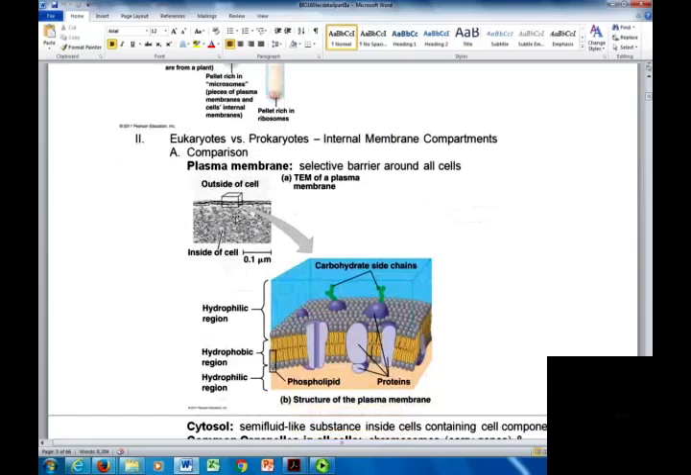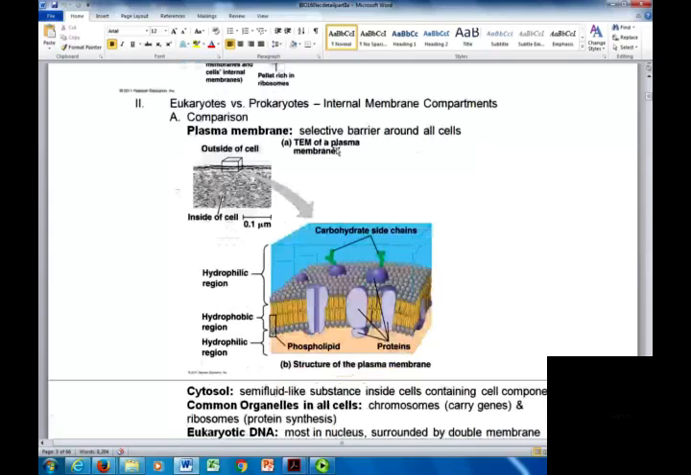So the two major categories of cells are the prokaryotes and the eukaryotes. What is going to be the difference is the internal membrane-bound compartments. Both cells are going to have plasma membranes. It's a selective barrier around the outside of the cell.